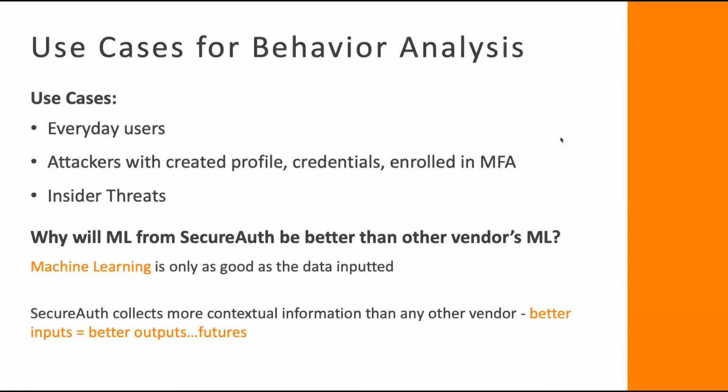The second point is you can only analyze data you have. So machine learning analysis is only as good as the inputs you put into it. We at SecureAuth collect more data from our adaptive authentication risk checks than any other vendor. And so better inputs equals better outputs.